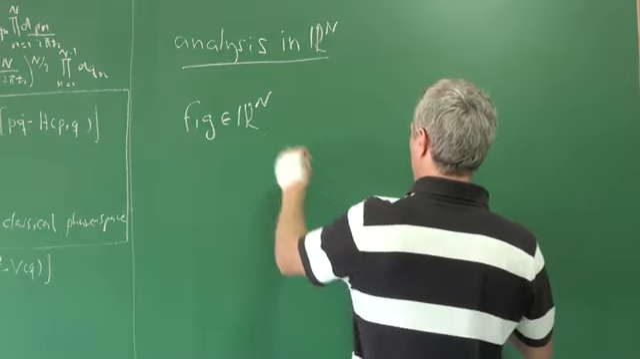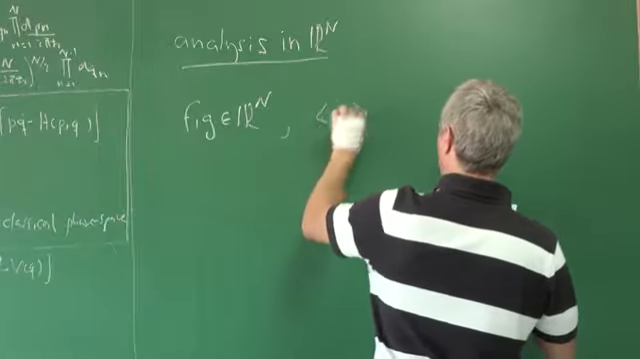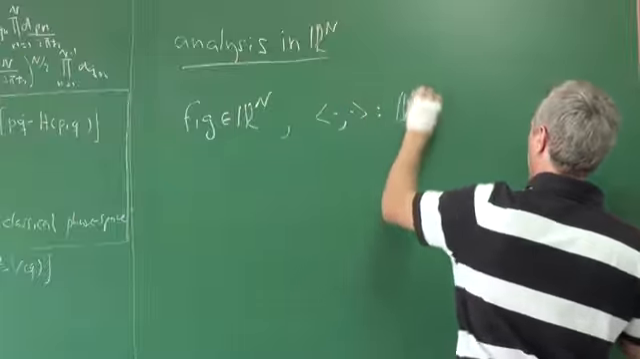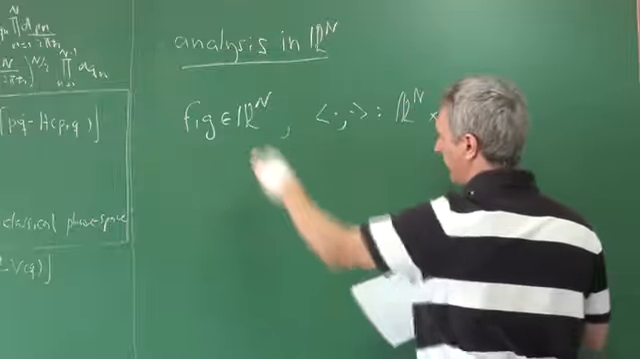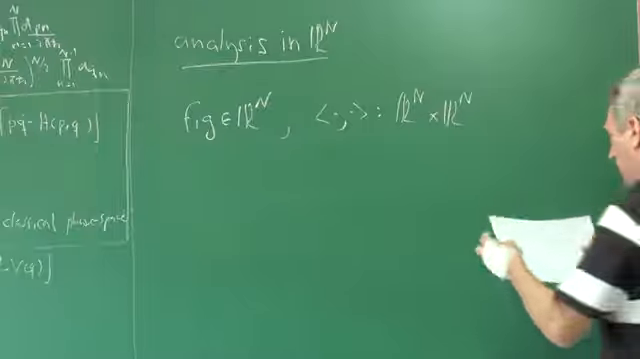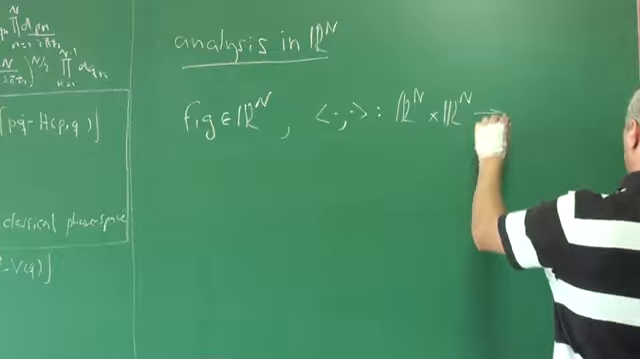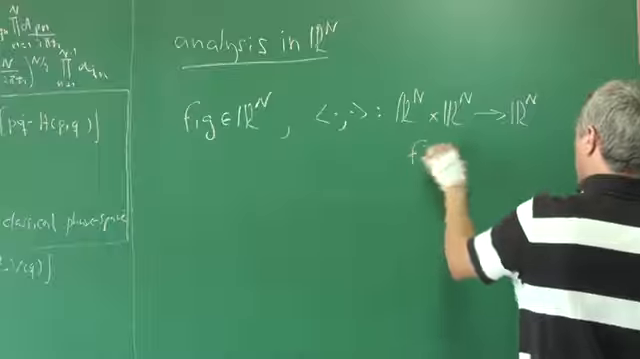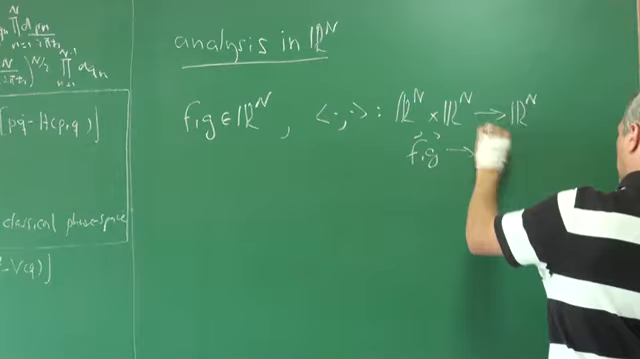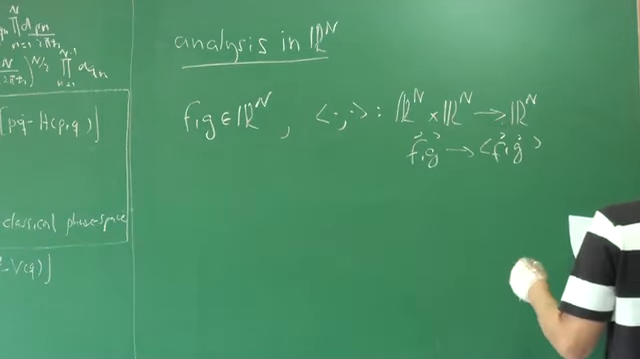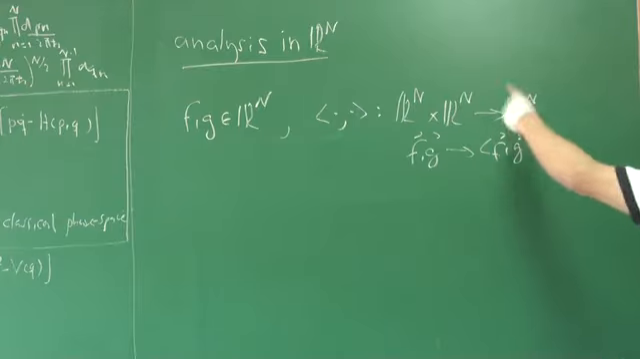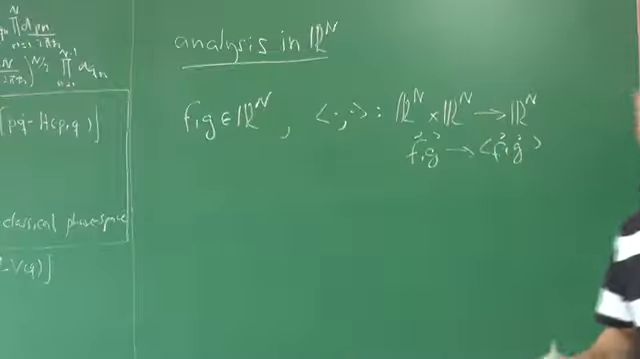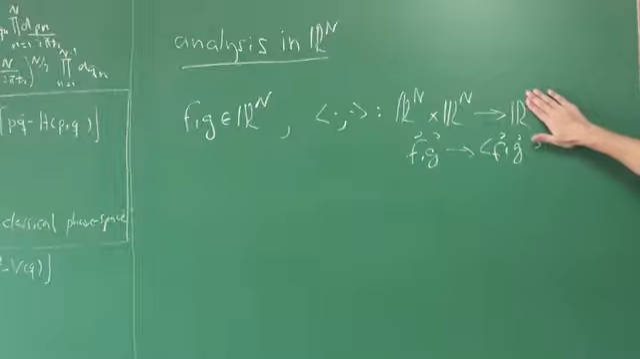So we have functions f and g, which are in R to the n, also not functions, vectors. And then we have some scalar product. Actually, I could have generalized it already to C^n, but it's just for simplicity. It is a mapping of the vector space times the vector space with itself to the reals, the scalar product, and it has all the properties: it's bilinear and symmetric and so on.